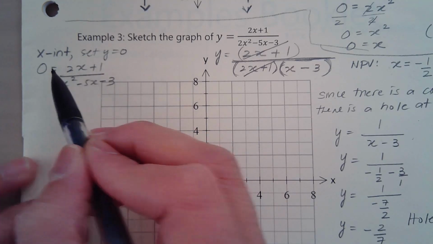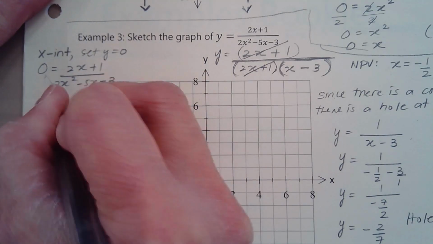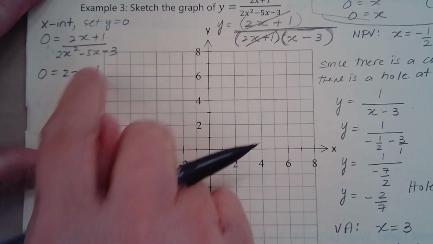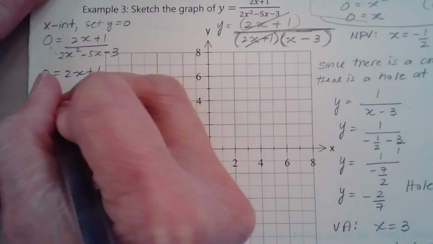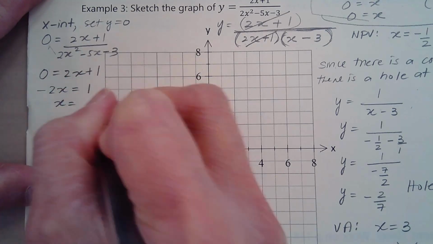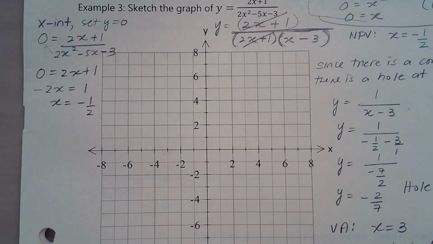So cross multiply that. So 0 equals to 2x plus 1. Bring that to the other side. So x equals to negative 1/2. So it's going to cross the x-axis at negative 1/2.